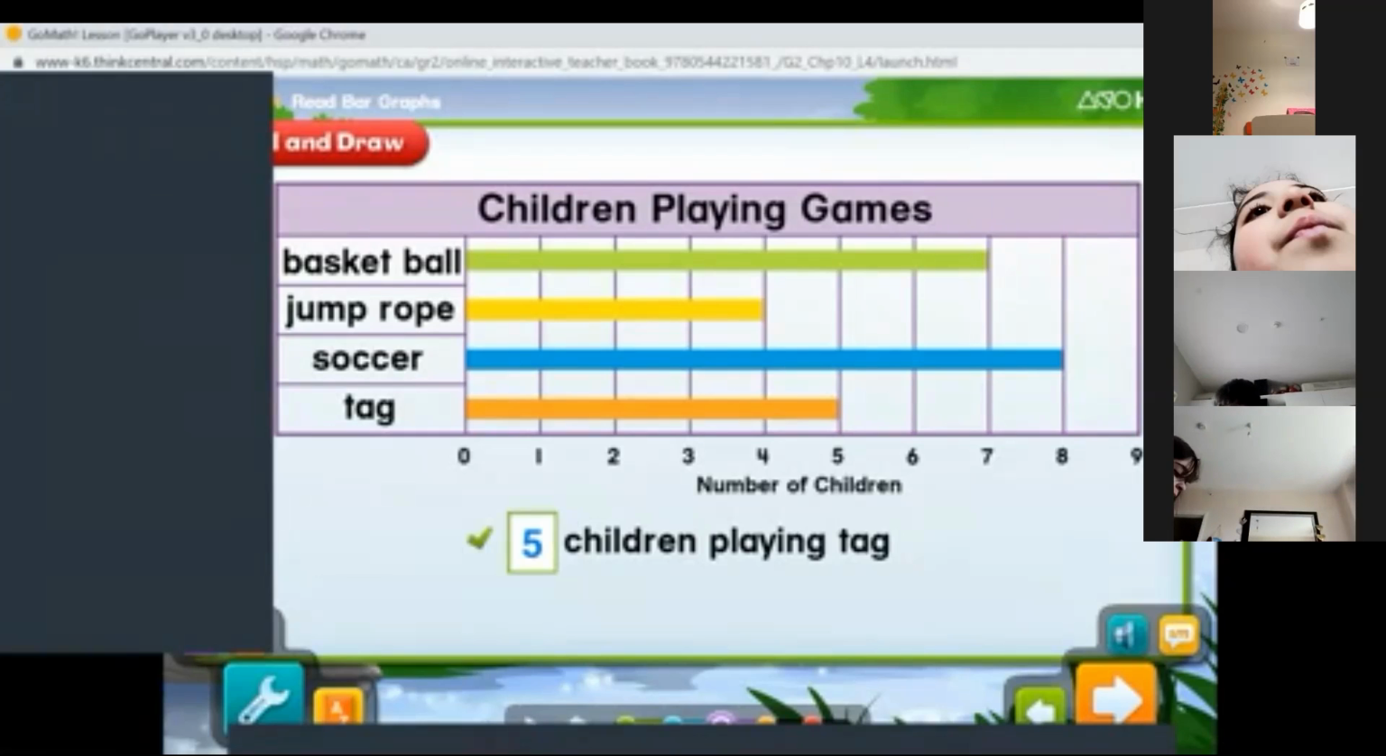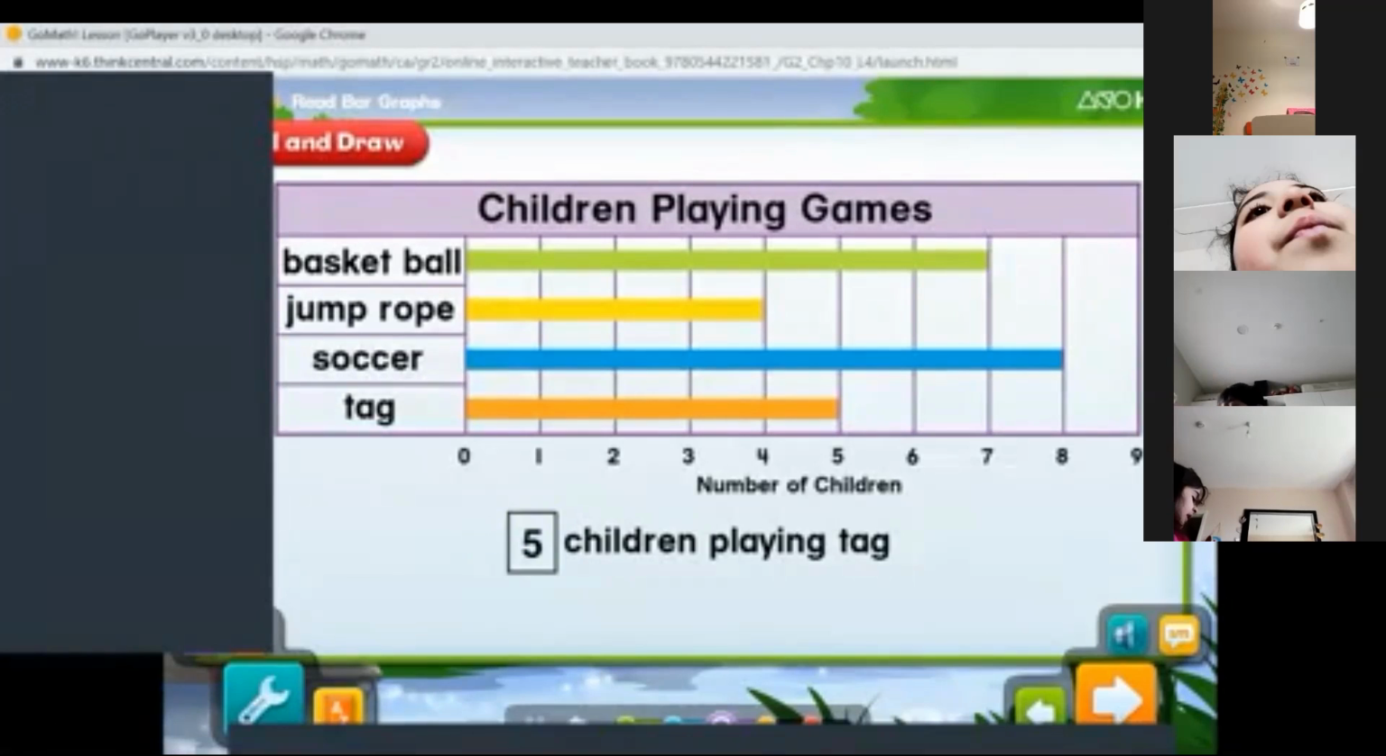Okay, see here. Where is the tag? Where is the name of the game? Here. You are going to go with the line. Follow my mouse, okay? You're going to go with the line until it stops. It stops here. What number is it? It's 5. So you know the answer. Let's continue. Children are playing tag.